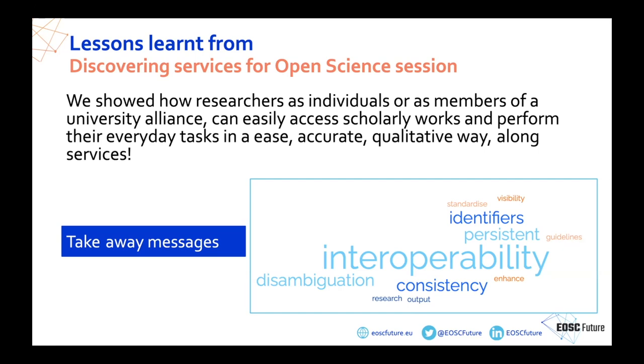This tag cloud just represents some of the most spoken words yesterday, and interoperability is one of them. Interoperability between services facilitates communication and ultimately gives researchers the possibility to perform their tasks in one place, do it once and spread it among the other systems without the need for replication, by the use of a persistent identifier and the disambiguation process. For example, every research output can now be visible in a wider and FAIR way, along with multiple uses that can be made of the metadata associated with each resource. So data consistency and interoperability represent one of the most important words for researchers.